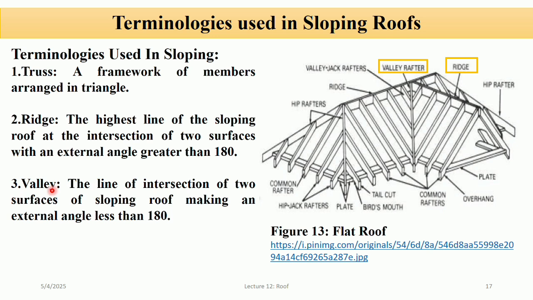So the third one is valley. So the line of intersection of two surfaces of sloping roof. A valley is an internal line of intersection between two sloping roof surfaces that meet at an angle. You can see in the figure this is the valley. So the external angle formed here is less than 180, and it acts as a channel to collect and direct rainwater to gutters or downspouts. Valleys must be carefully waterproofed to prevent leakage.